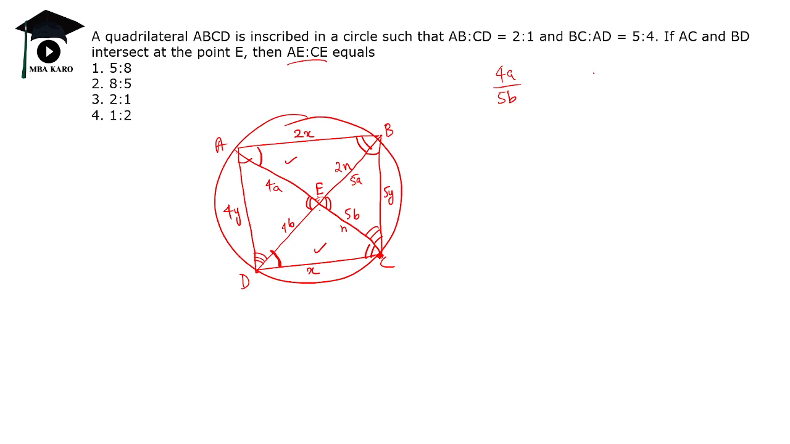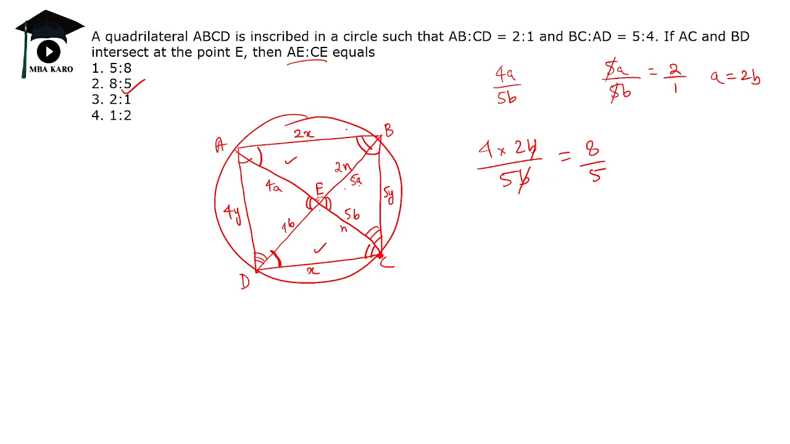So we see that 5a upon 5b is equal to 2:1. So this side upon this side is 2:1. Okay, so we get a ratio a to b as 2:1. So a is 2 times b. Okay, so we can put this value here, 4 into 2b upon 5b. That is what the side ratio is. So we get the ratio as 8:5.